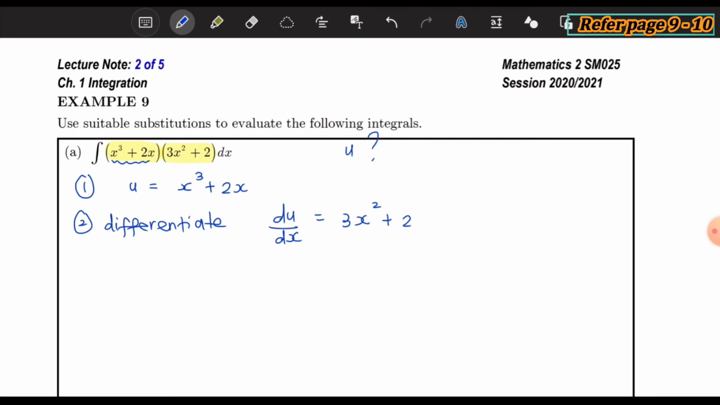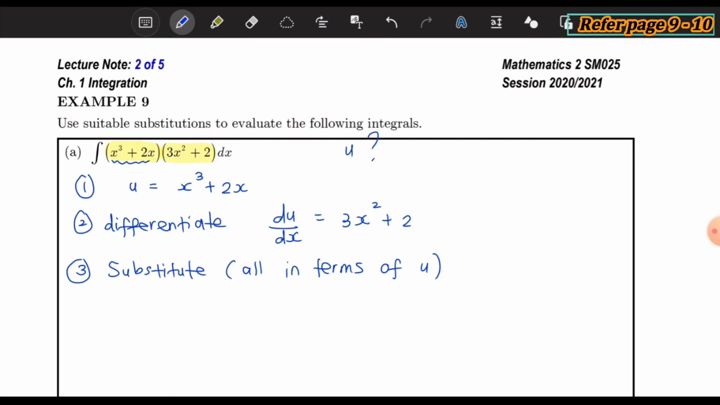Okay? Third step, we need to substitute, all must be in terms of u.